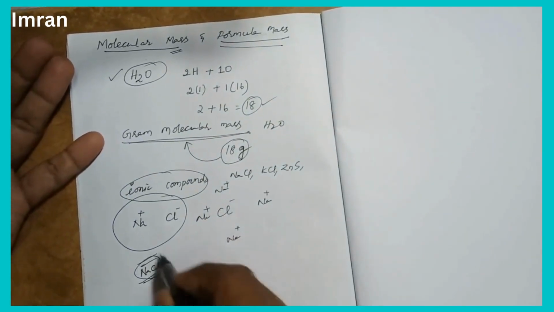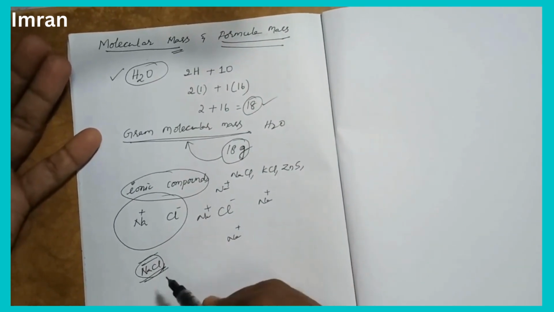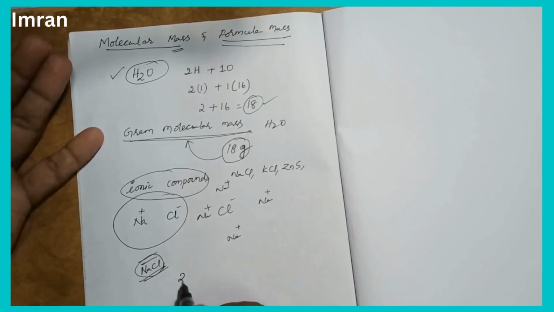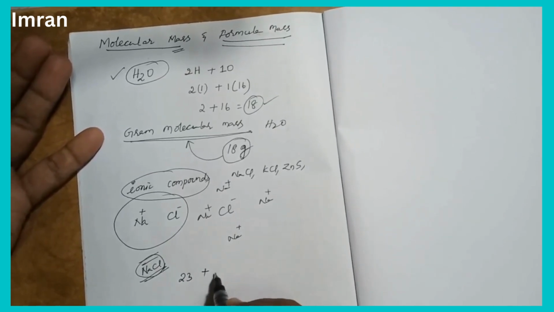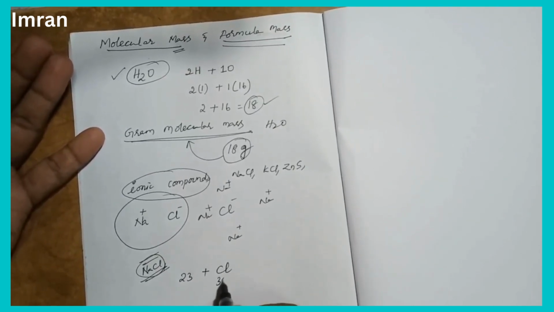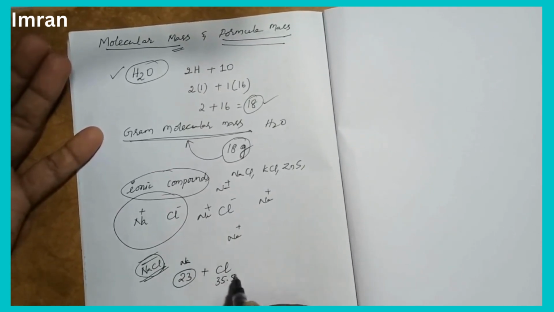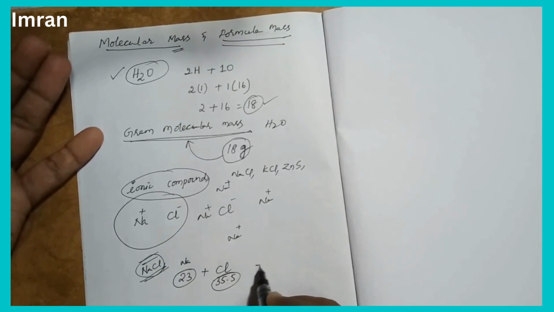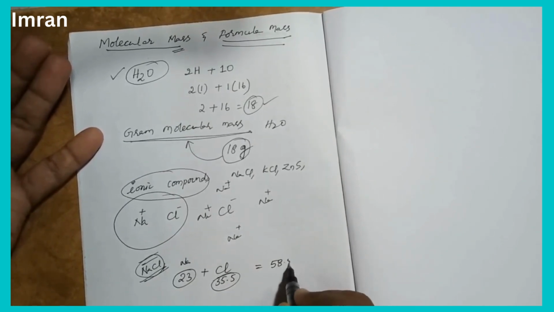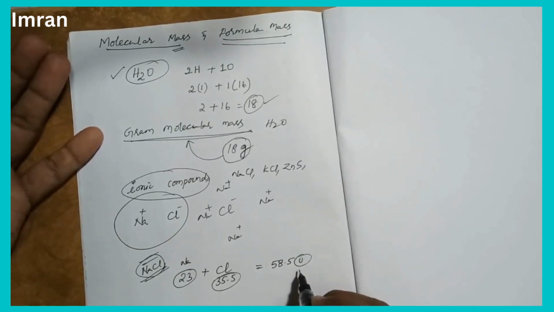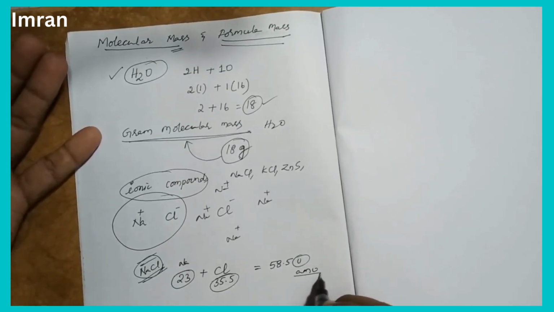For example, if you take sodium chloride, the atomic mass of sodium is 23 and the atomic mass of chlorine is 35.5. So the total formula mass is 58.5. You can express it in terms of unified mass, or simply write AMU.